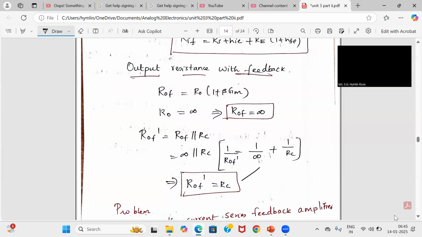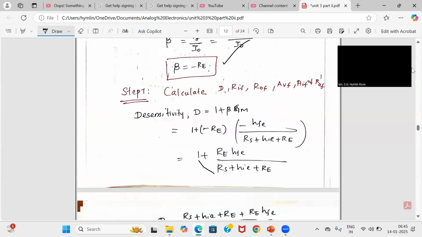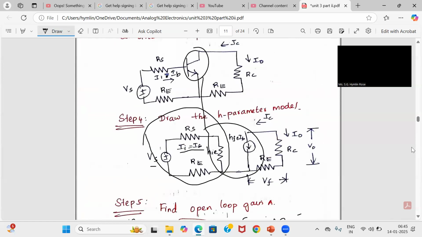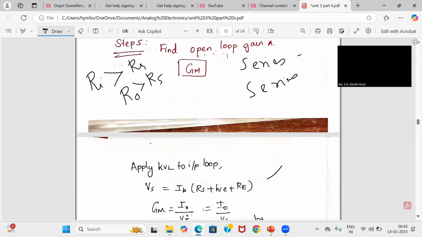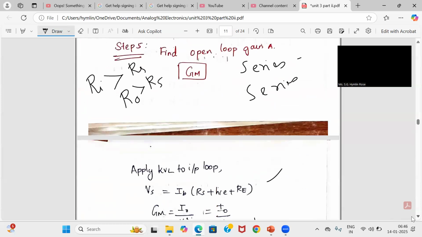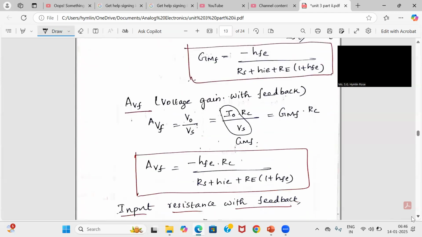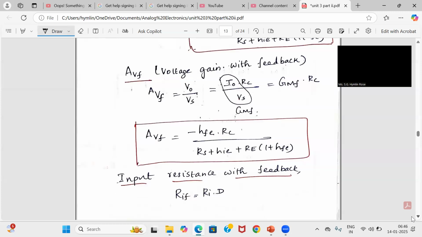So the first step is how to identify the topology. Second step is you have to calculate the gain. Third step is you have to calculate the feedback. And next, you have to draw the input circuit, output circuit, then the H parameter model, then the open loop gain, then the feedback, then the input and output resistance. So this is the simplest way of deriving the current series topology parameters.